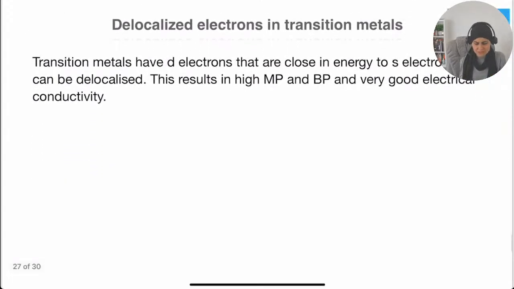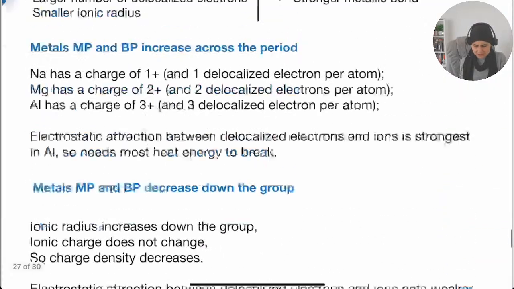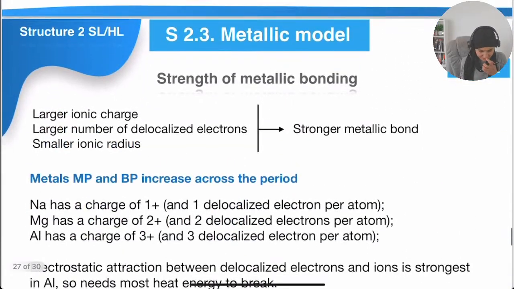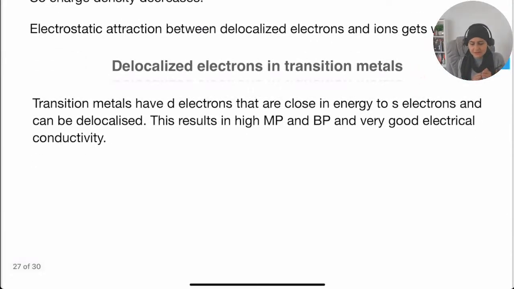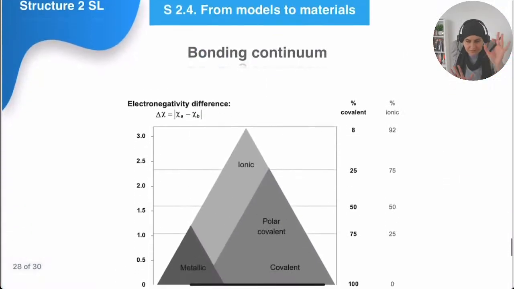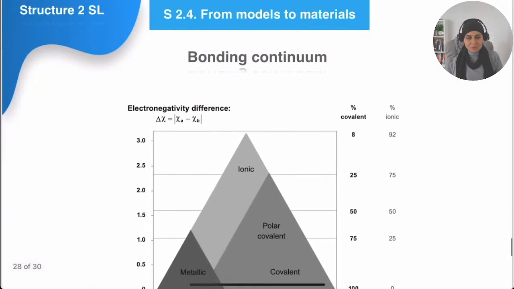Right, and there was this note about delocalized electrons in transition metals. I think that part is HL, although I'm not sure. Transition metals have d electrons that are close in energy to s electrons, so they can also be delocalized, and that results in a very high melting and boiling point and very good electrical conductivity of transition metals. Random fact for HL students, I told you, it was in my notes.